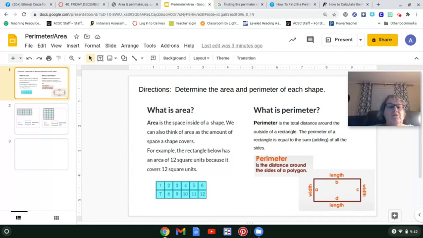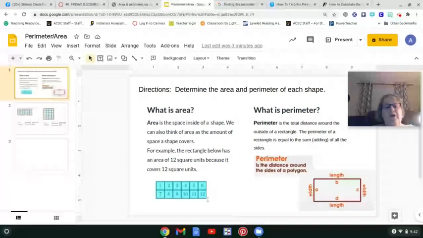And so you're thinking of covering this whole shape with units. And they'll give us our units. Sometimes it will be inches, sometimes it'll be feet, sometimes it'll be centimeters, but we are covering the entire shape. And so this shape has an area of 12 square units, because it is covered by 12 little squares.